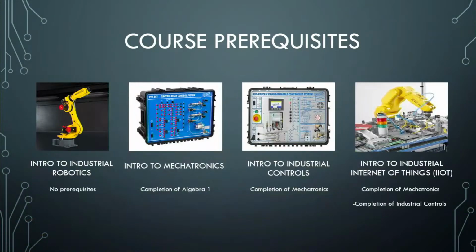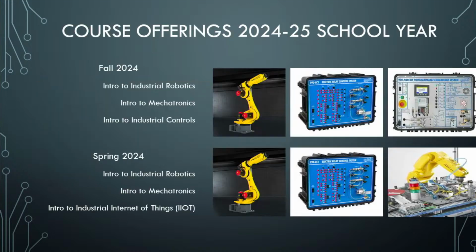All right, so four courses again. Prerequisites: the industrial robotics course, there's no prerequisites for that, so you can take that at any time. The Intro to Mechatronics course, you need to have completed Algebra 1 because there are a little bit of math functions in that course. And then it kind of compounds after that. So industrial controls, you need to have mechatronics first. And then Internet of Things course, you need to have the first two, mechatronics and industrial controls.